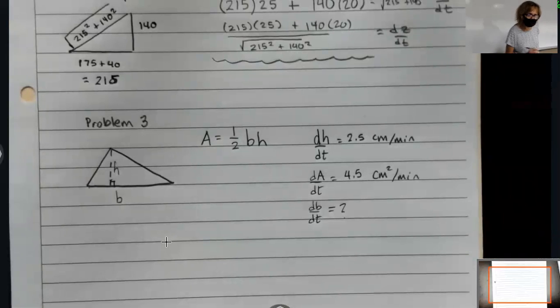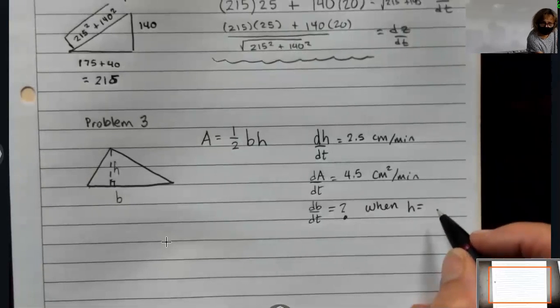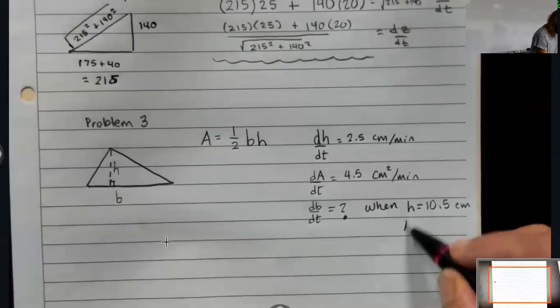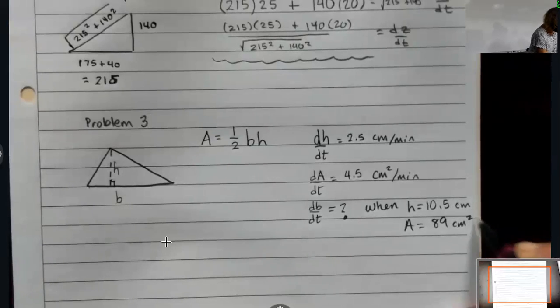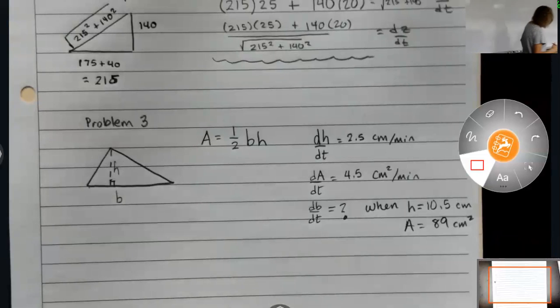At the instant when the altitude is 10.5 centimeters, and the area is 89 square centimeters. So that's the way I interpreted that. That we're given how fast the height is changing, how fast the area is changing. We want to know the rate of change in the base, when the height is 10.5 and the area is 89. So all three things are changing, the three letters A, B, and H. So we're going to have to read this equation in terms of the three unknowns and take the derivative.